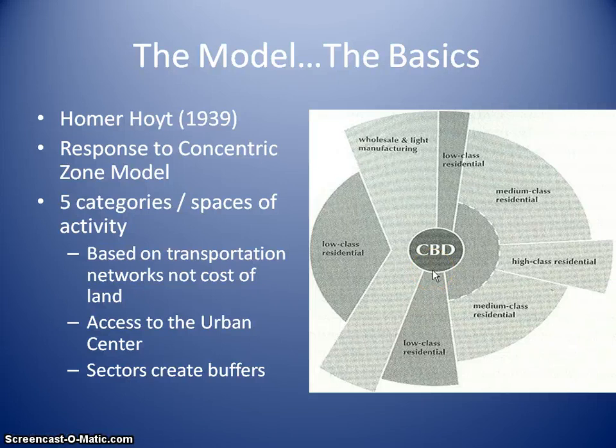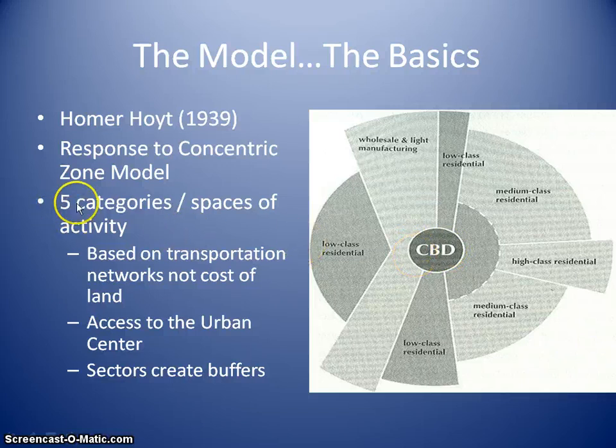Remember, the concentric zone model is primarily based upon cost of land in relationship to the central business district, as those who are willing to pay more for certain tracts of land, and is kind of discussed and described by the bid rent curve. Homer Hoyt did not believe that this went far enough to describe the arrangement of activities and people around the central business district. So he designed a model that is going to be described as a series of wedges instead of a series of rings as shown in the concentric zone model.